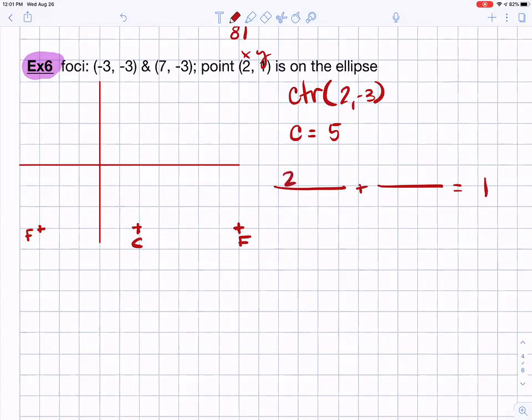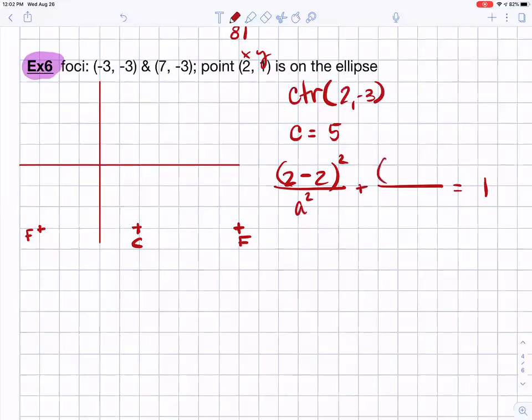2 is my x value, minus 2 is my h value, quantity squared. Oh, that's just going to be 0, right? And what's going to go underneath this guy? Is it an a squared or a b squared? Why is it a squared? It's a pickle. That means the larger value, the a squared, has to go under the x's. I'm good with that. All right, so let's put an a squared under there.